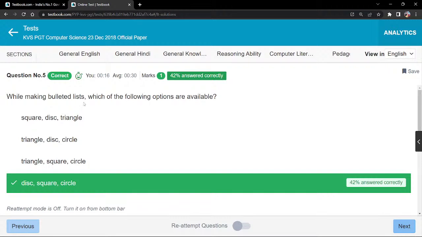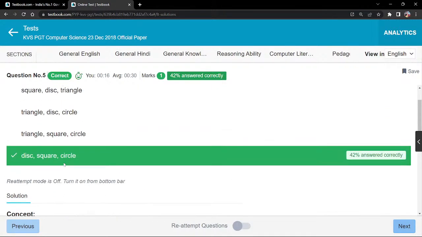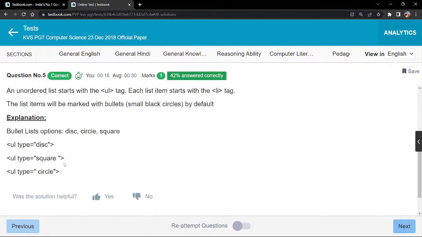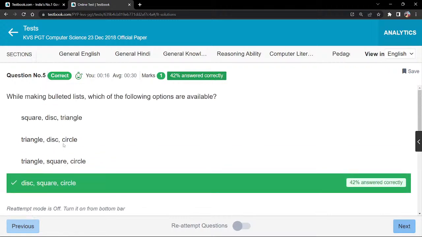While making a bulleted list, which of the following options are available? This square and circle is a bulleted list. Disk, square, circle. Another list, it is.